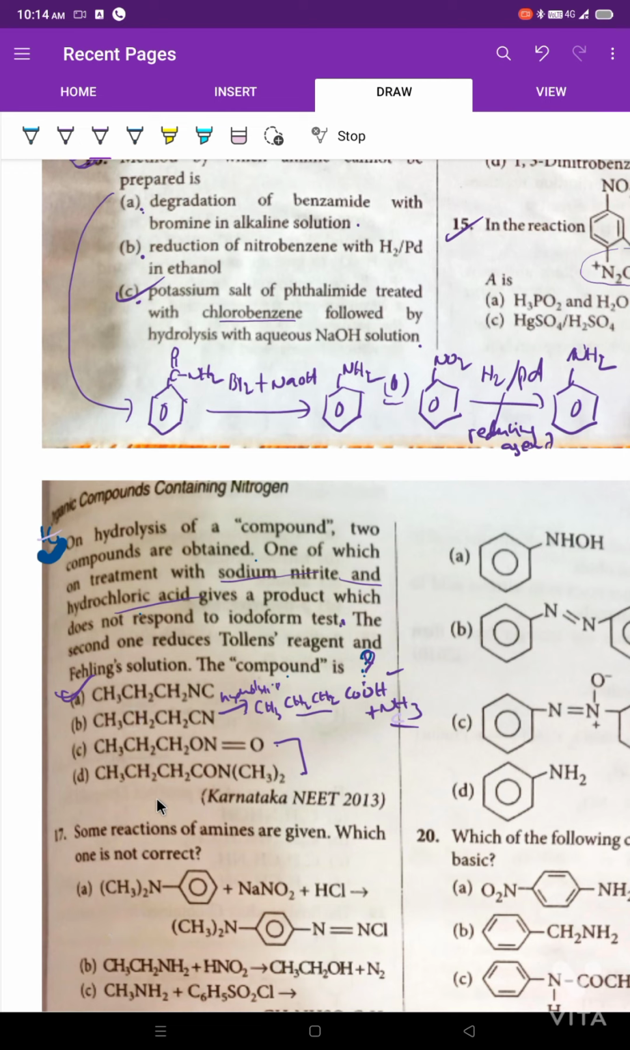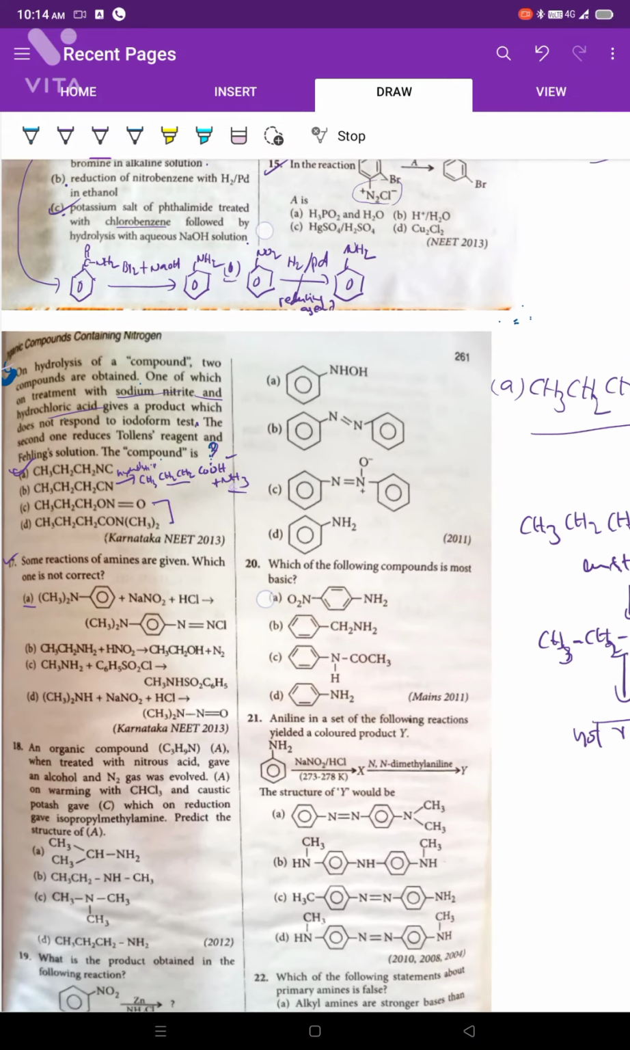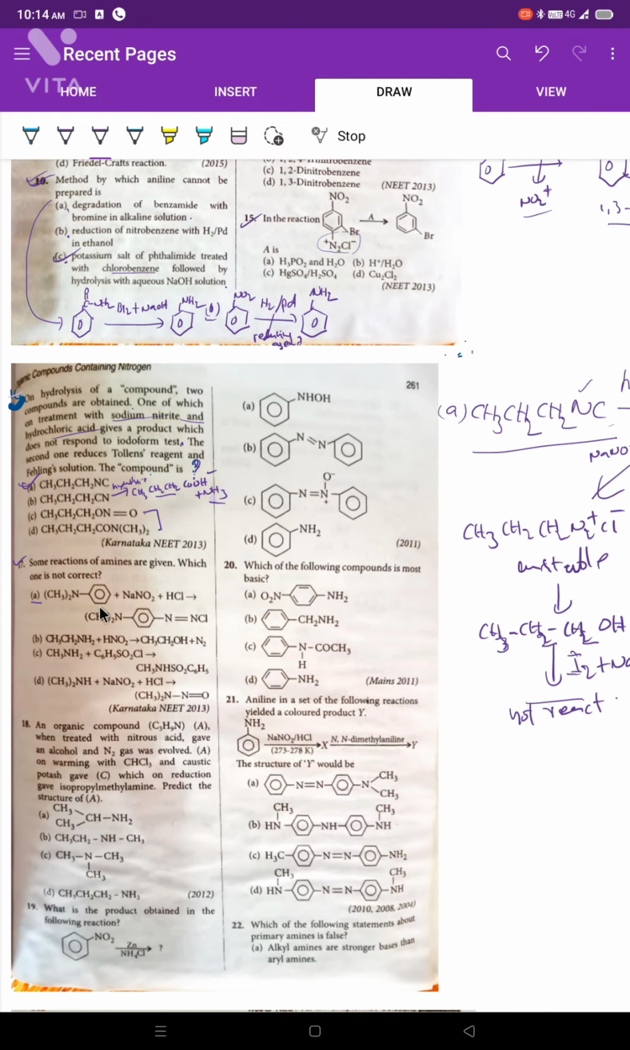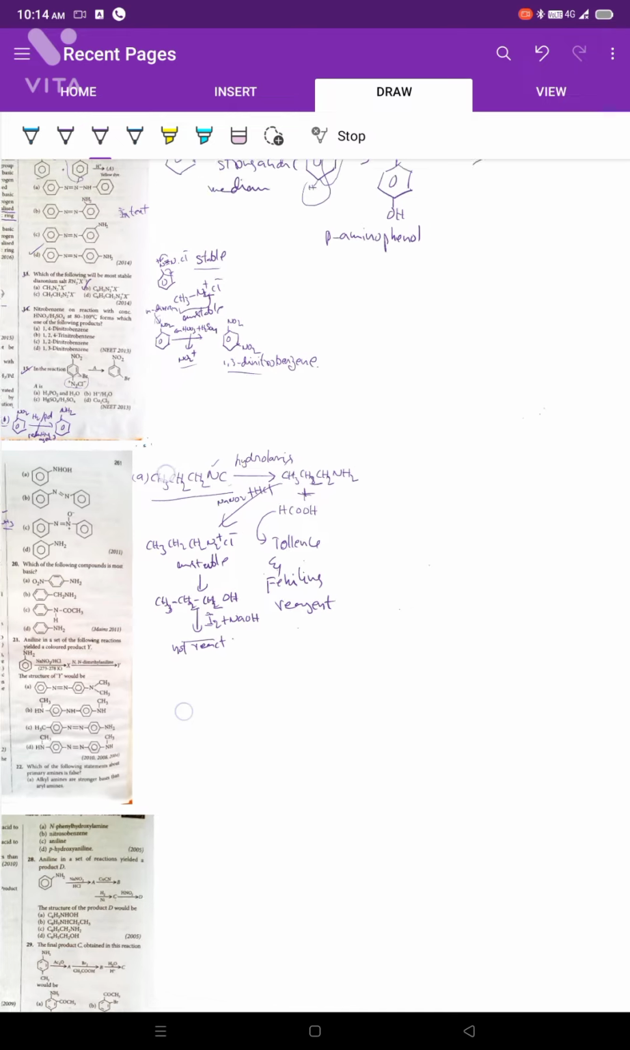Next, let us focus on question number 17. Some reactions of amines are given, which one is not correct? Let us focus on option A. What do we understand from this option? They have given a secondary amine on reaction with NaNO2 plus HCl. What do we get? Let us see the answer.